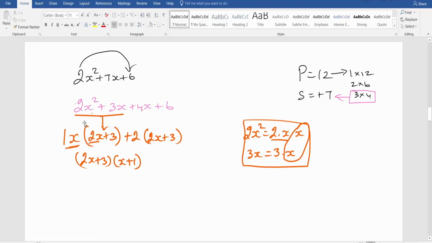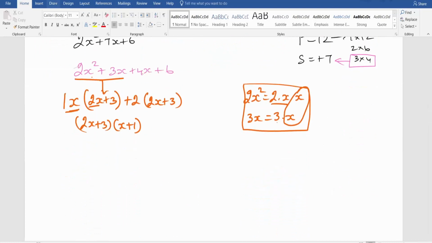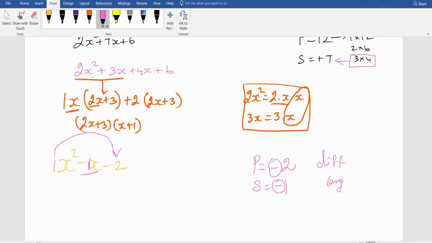Now let us go to the next question. The question we have is x square minus x minus 2. Now my product here is 1 into minus 2, which is minus 2. My sum here is, if there is no number, you have to take it as 1. So sum is minus 1. As you can see, the moment I see my product is minus, from the table you should know that instead of finding the sum of the two numbers, I should find the difference of the two numbers. And since my sum is negative, my larger number is negative.